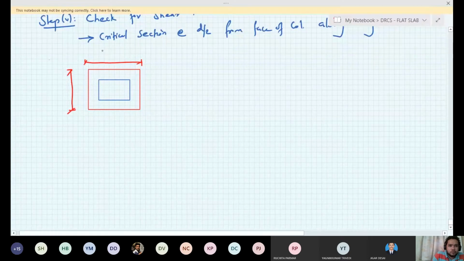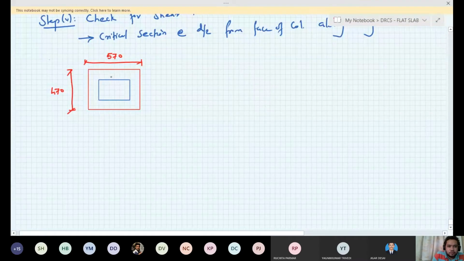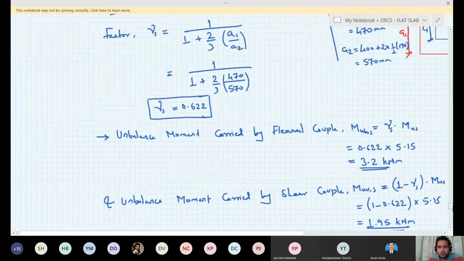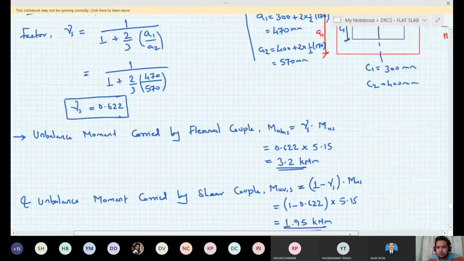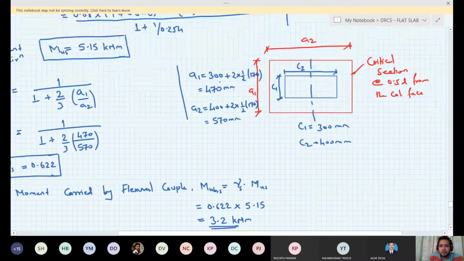This will be 570, this will be 470, because our effective depth is 70 mm, and this will be your 400 and this will be along 300. See, the same we have also used here along the short direction. These are nothing but A1 and A2.